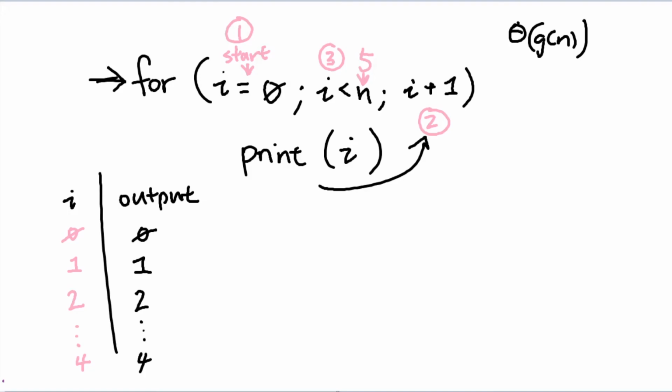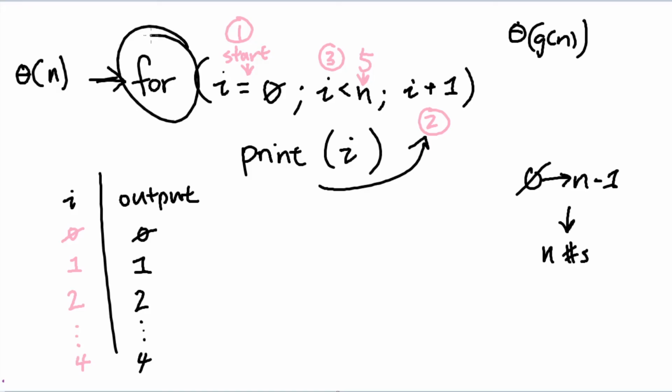Well, what we're considering here is 5, right? But then again, let's put it in terms of n, in terms of a variable. And so clearly it's going to be theta of n, because it's going to run a total of 0 all the way to n minus 1 times, which is actually a total of n times. It's going to run this for loop a total of n number of times.